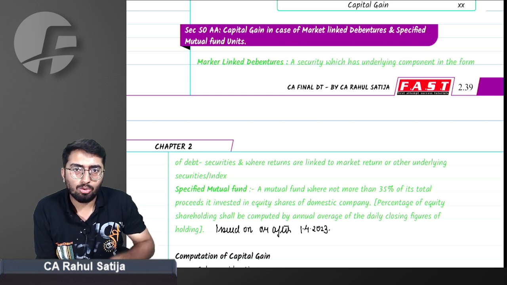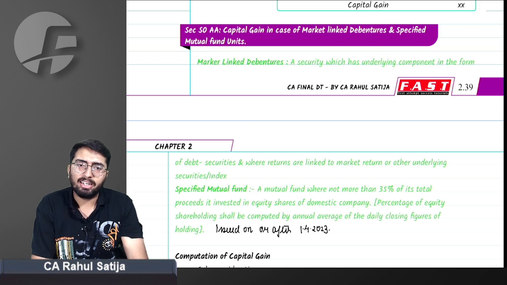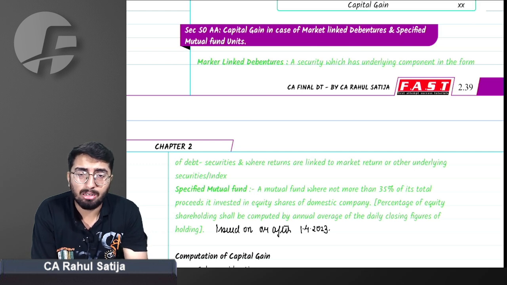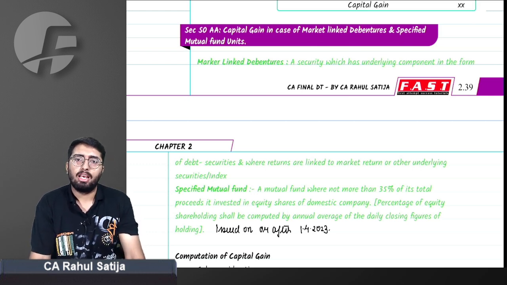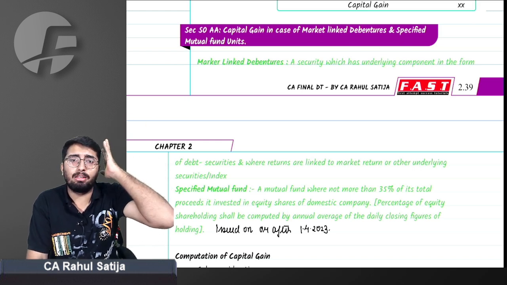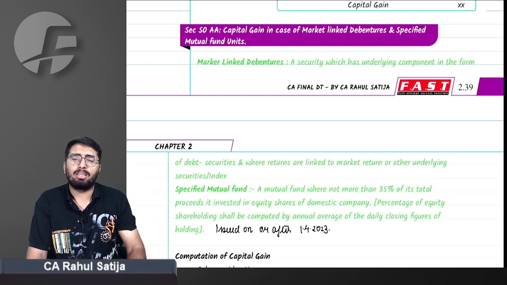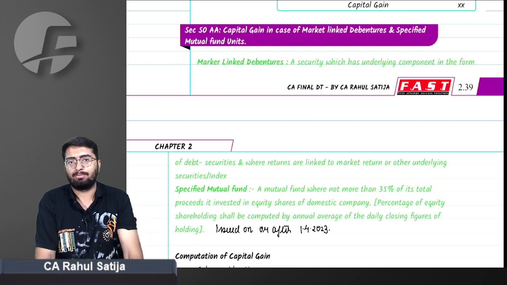Till now, two instruments have been notified under this category. What it says: any market linked debentures or specified mutual fund, whenever sold, the capital gain accruing from such transfer will always be short term capital gain, and no indexation benefit will be available. Section 50AA clearly states that any capital gain arising on transfer of market linked debentures or specified mutual funds will always be taxable as short term capital gain, and no indexation will be permitted.